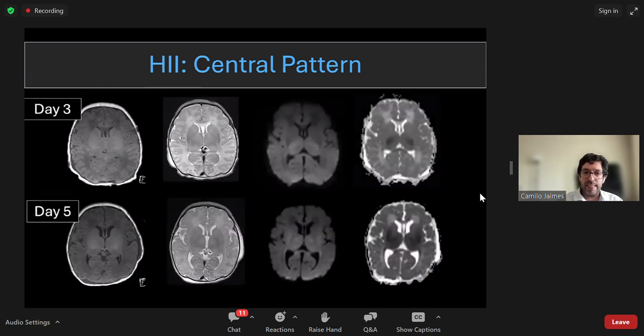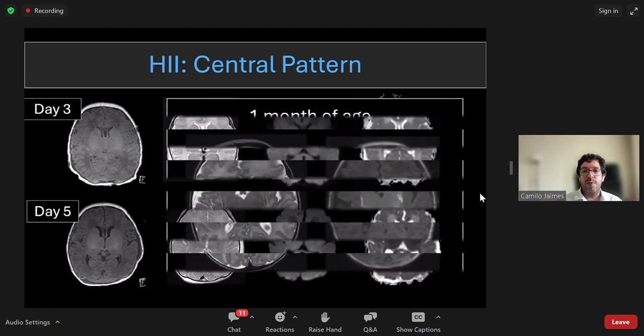I wanted to show you this. This is the evolution. This is a baby imaged at day of life 3 and then day of life 5. And you can see that the areas of restricted diffusion may become larger. And that's a function of that dynamic nature of the injury that we saw. And that's exactly what we're trying to not entirely curtail, but at least mitigate when we do the hypothermia protocol.